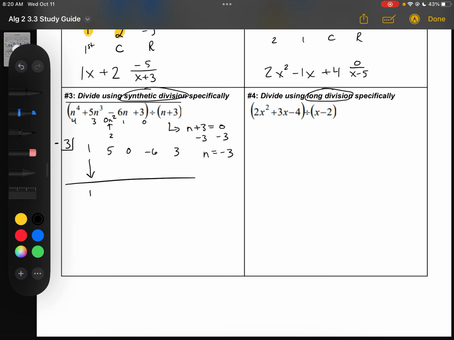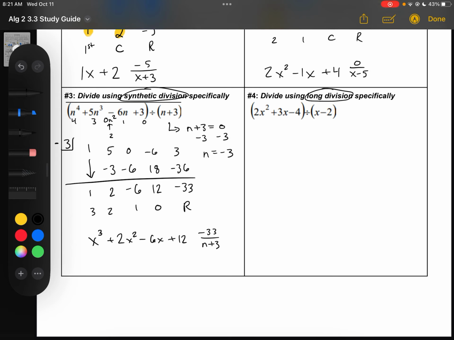And we follow the same steps. So drop the first term, multiply by what's in the box, add what's on top, multiply again, add what's on top, multiply again, add what's on top, multiply again. So we have our remainder, 0, 1, 2, and 3. So x to the third plus 2x squared minus 6x plus 12. And then all -33 over all of n plus 3 is our remainder term.